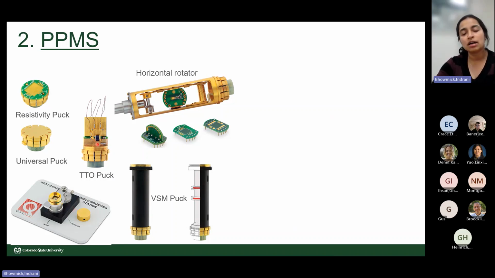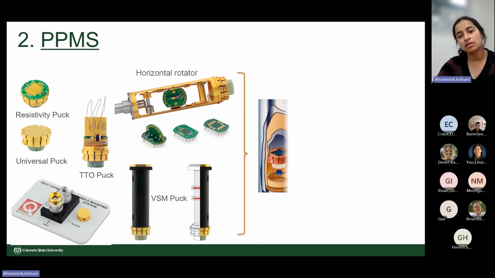This is a heat capacity puck. This is a rotator. In this rotator puck, what happens is very similar to resistivity, but we have all those gears that can rotate the sample along the magnetic field. I'll show later why it's important and kind of interesting. And there is a VSM puck, which is very similar to the SQUID coil you saw in the MPMS, and the sample sits between here. At the end, all those pucks have the same bottom, right? It has all those 9 pins, and those pins go here.